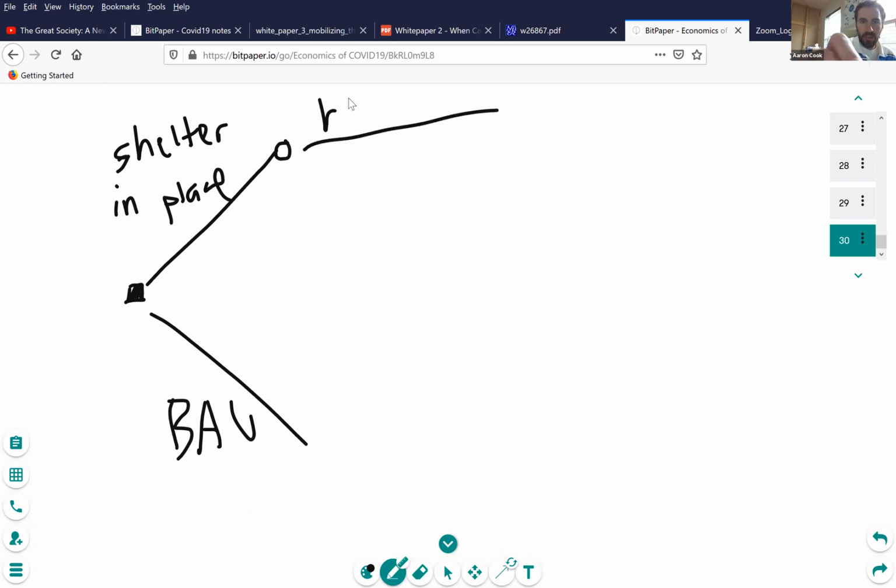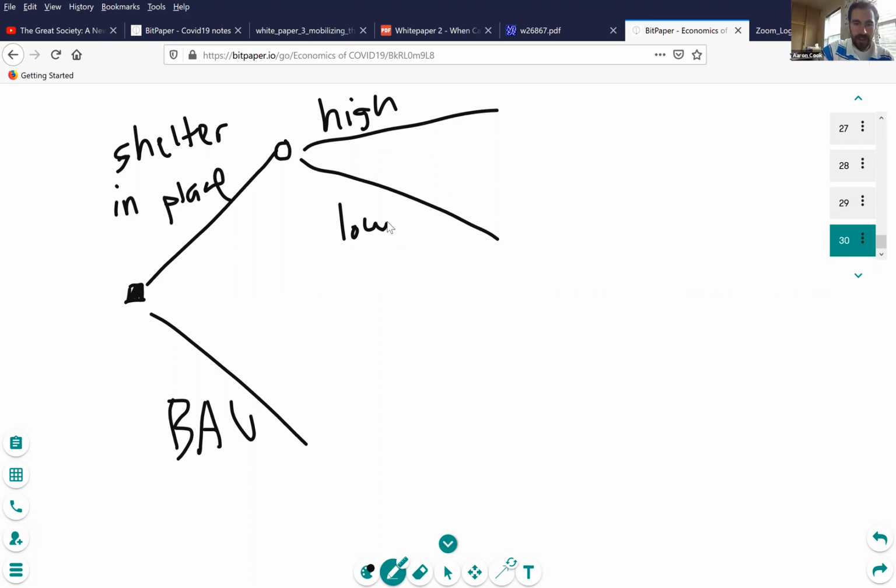We have a high mortality rate in the case of a, there's some probability that the mortality rate is very high. There's also some probability that it's not as high as we think. And so each of these contingencies, a high mortality rate versus a low mortality rate, that's going to affect what the payoffs are to a shelter-in-place policy.